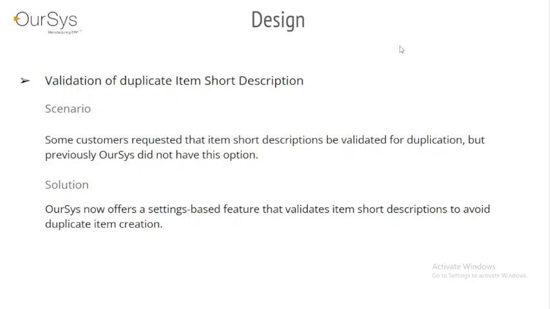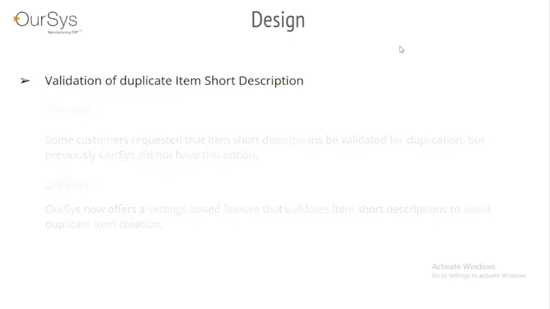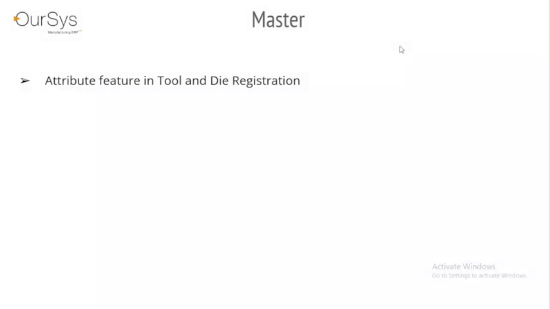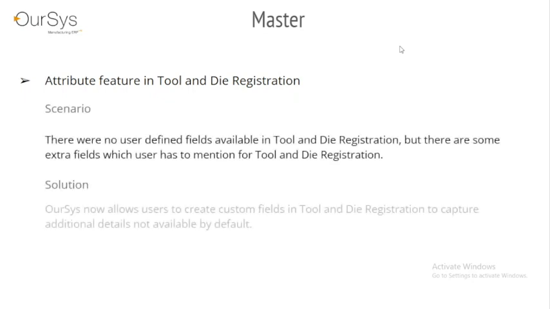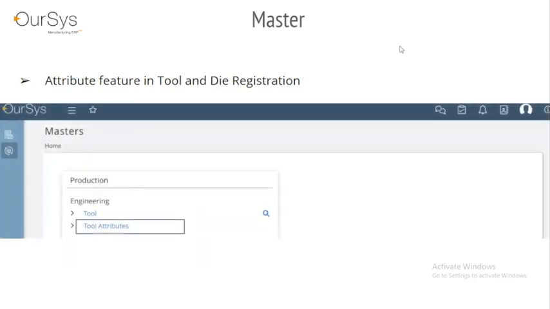The next part is the validation of duplicate item short description. Previously, while creating an item master, the system validated the duplicate item codes but not the short description. To address this issue, we have introduced a validation flag that checks for duplicate short description by default, ensuring data consistency and preventing duplication.